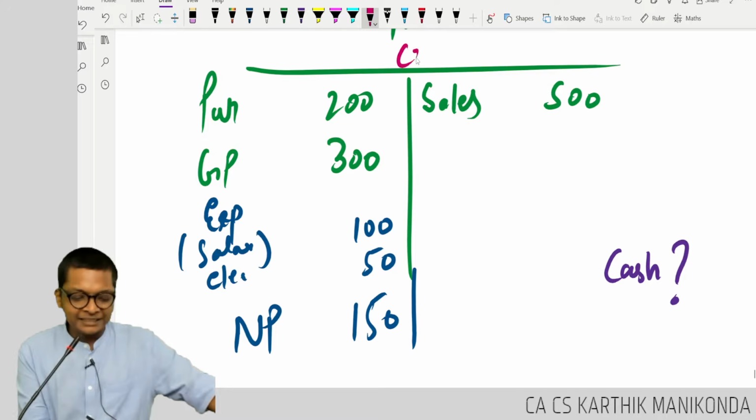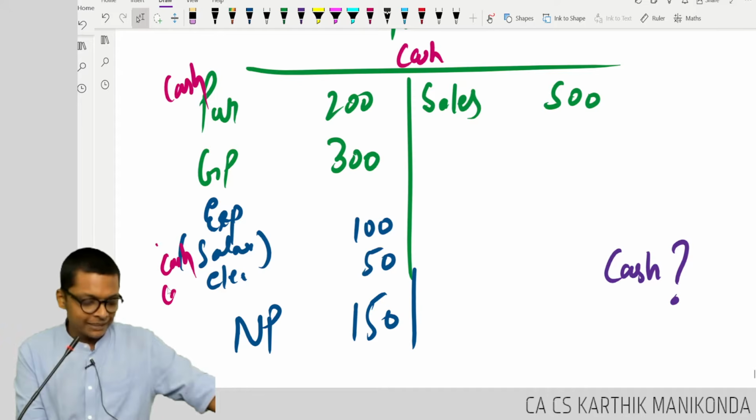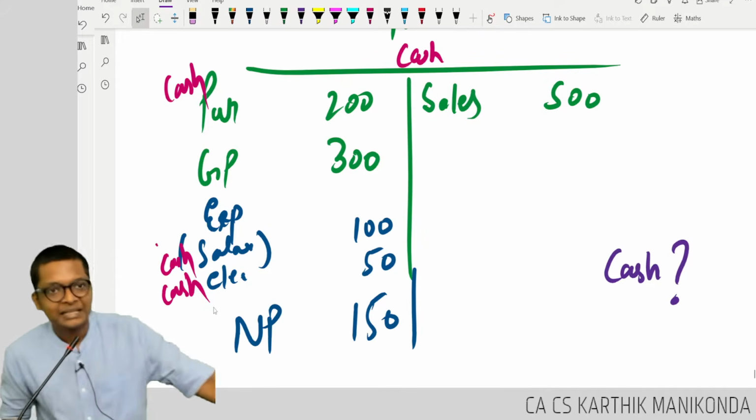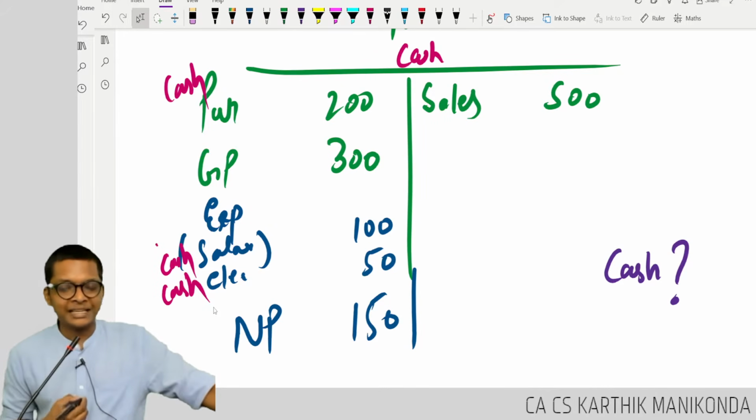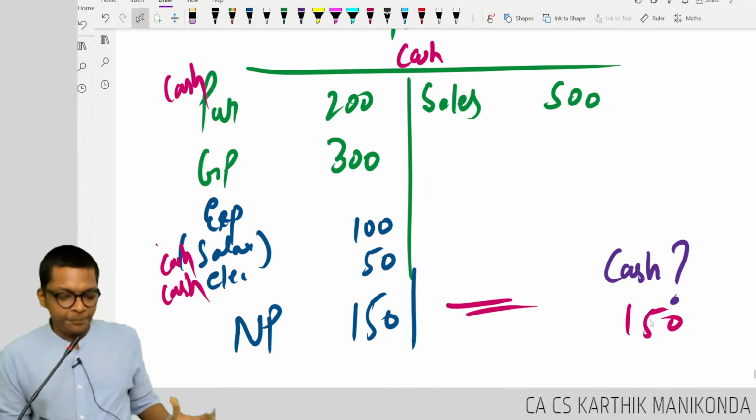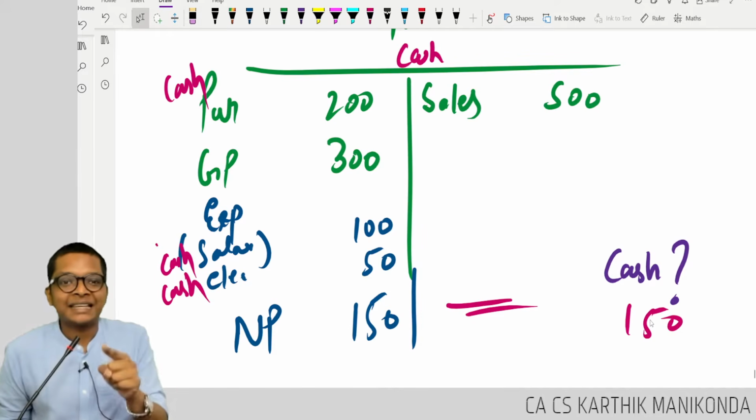I told you everything is cash. Cash sales, cash purchase, expenses, salary also paid in cash, electricity also is paid in cash. Everything is paid in cash only. Okay. What is the cash in hand now? Same as net profit, 150. That I wanted to tell. Net profit equals cash in hand.